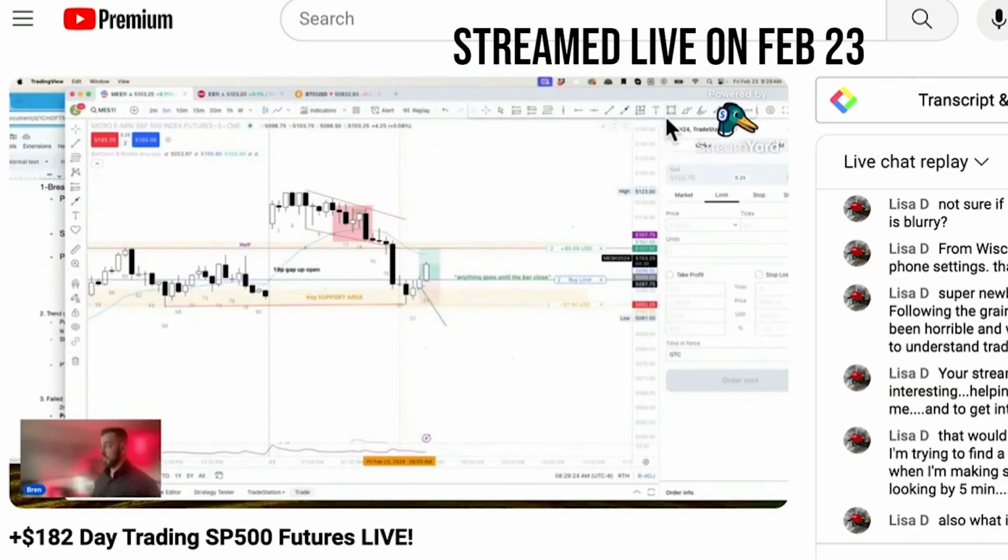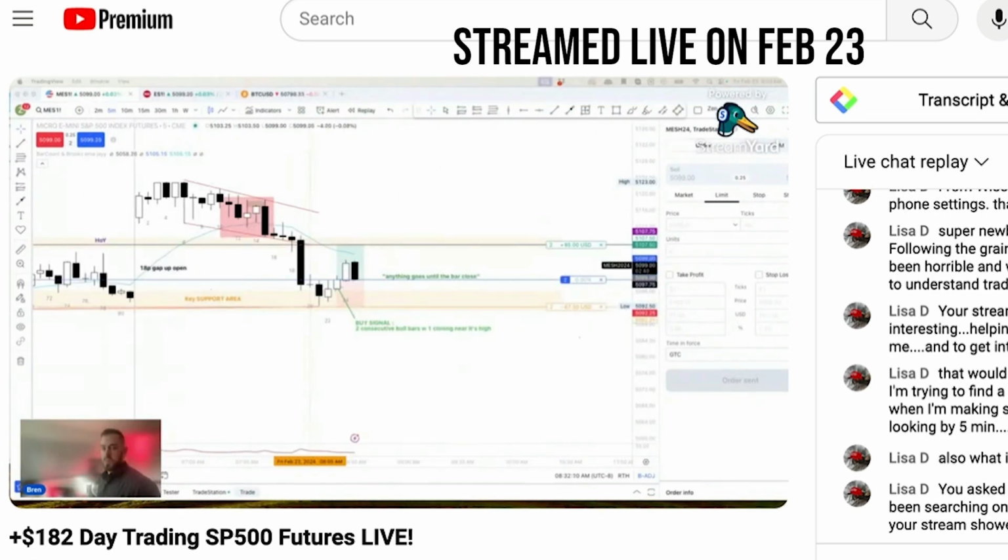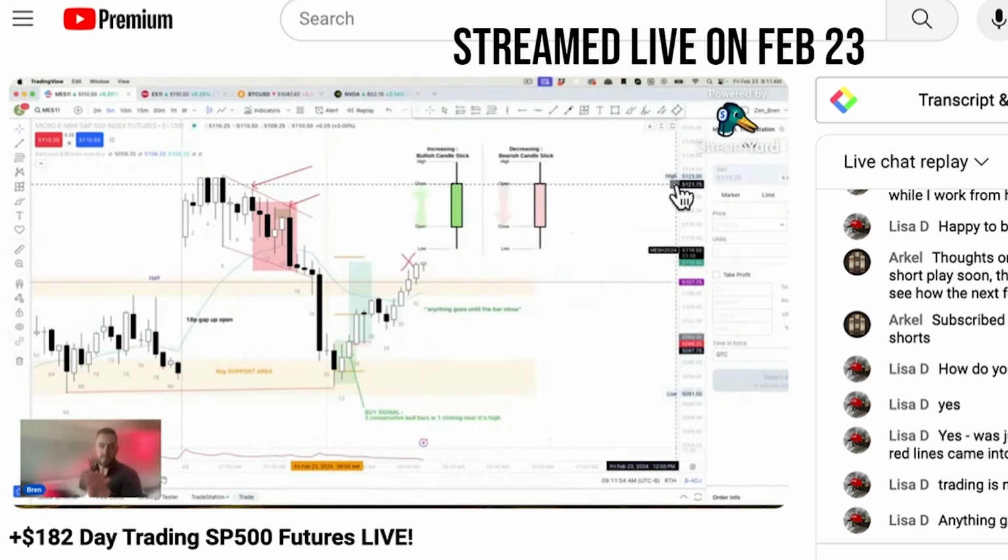2 consecutive bull bars. That's a buy signal. Order filled and we're in the trade. We did it, guys. I said if I won, I gotta do my money dance.